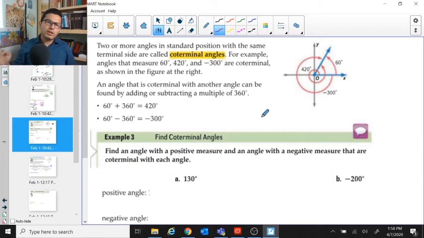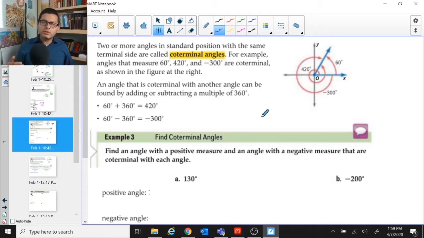Alright, here we are talking about coterminal angles, and this is actually exactly what we did in the previous example. The only thing is that you're stating all of the different coterminal angles. So a coterminal angle is when you have two different angles with the same terminal side. Co-terminal: co, together; terminal, ending. So these angles with the same ending are called coterminal.